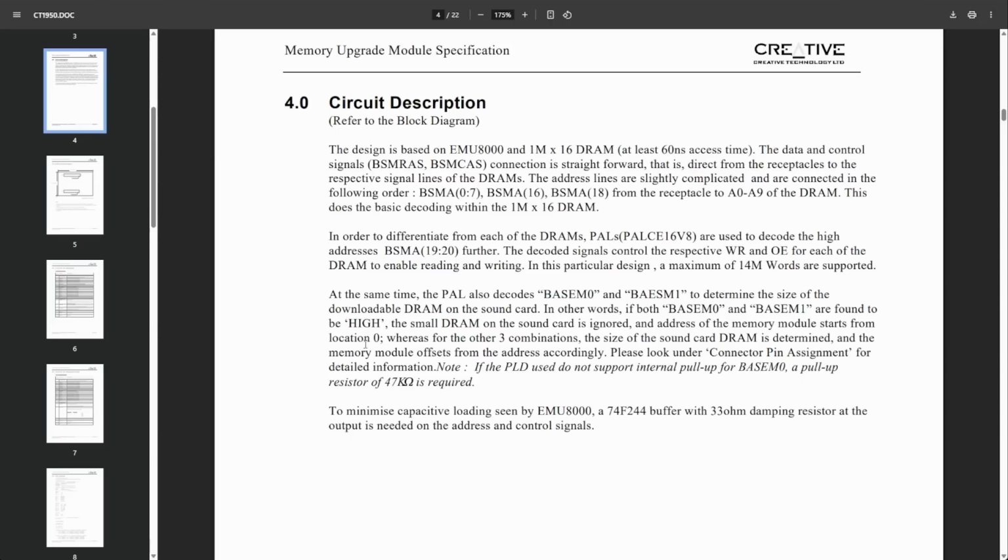So basically, since you don't have any memory on board, you can only use the memory that is available on your memory expansion board. Whereas for the other three combinations, the size of the sound card DRAM is determined and the memory module offsets from the address accordingly.